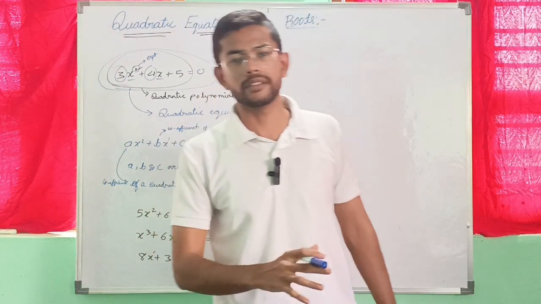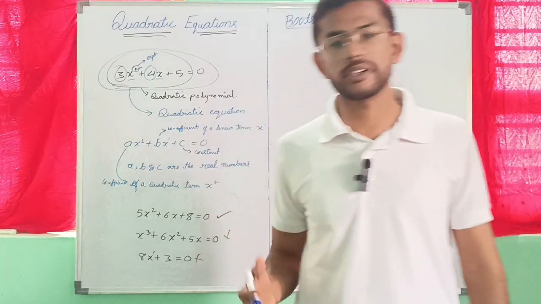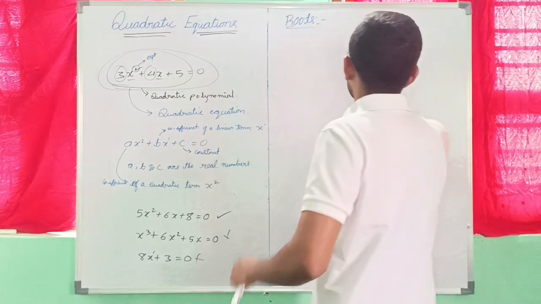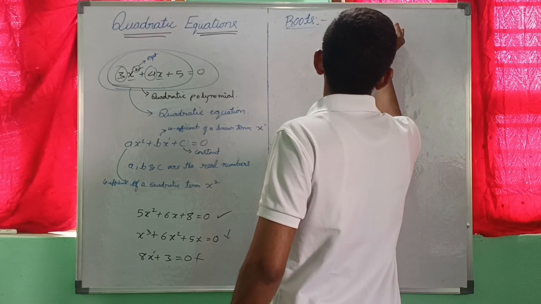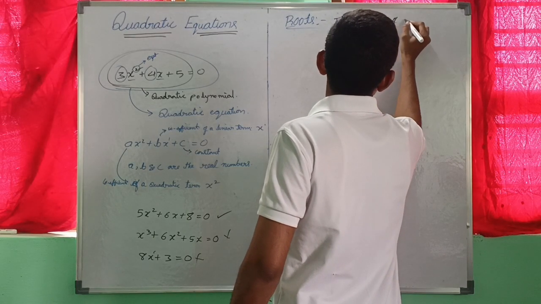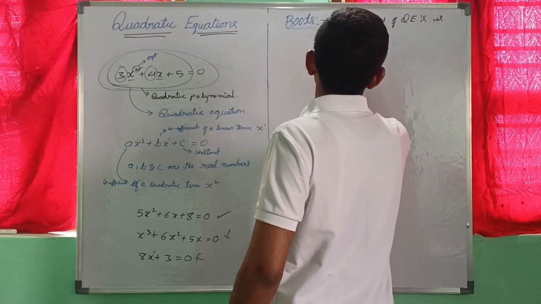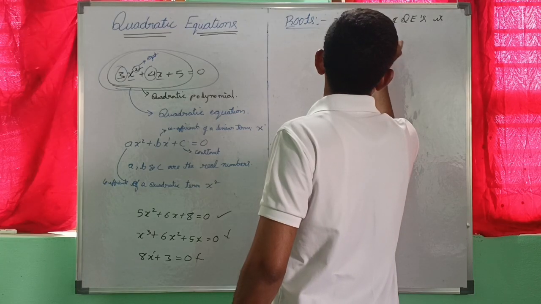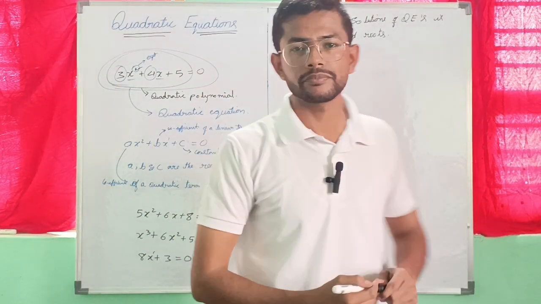What does this roots mean? A solution. The solution of the quadratic equation is called the roots. The solution of quadratic equations is called roots. Is called roots. Okay, you understand?